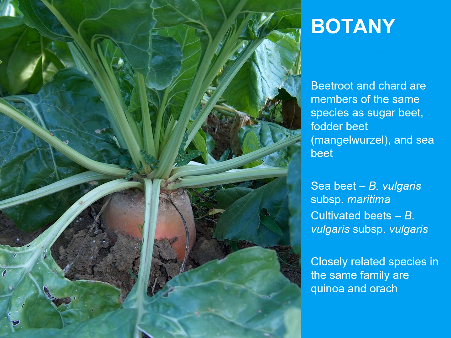Beetroot and chard are members of the same species as sugar beet, which is an economically important agricultural crop, and also fodder beet, which is also known as mangelwurzel. And that's shown here in this slide. So it's harvested again for its fleshy roots, which are typically used as animal feed, as the name suggests.